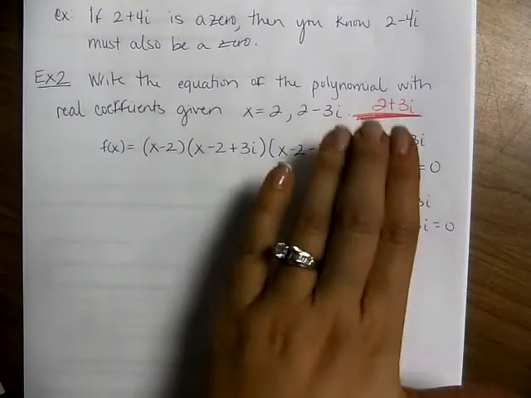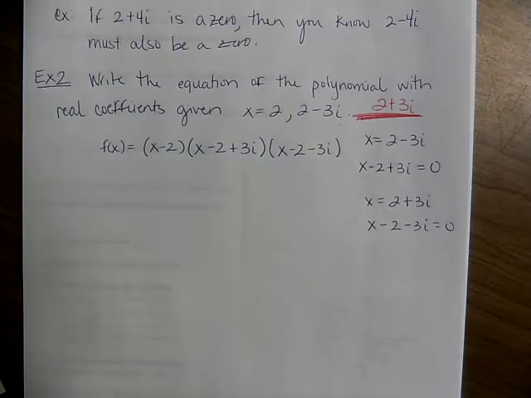Okay, so that's where the trick's going to come in. I'm not going to necessarily give you all of the zeros. If you see one with an i, you need to remember you're missing the conjugate pair, and you need to add that in as well. Okay?